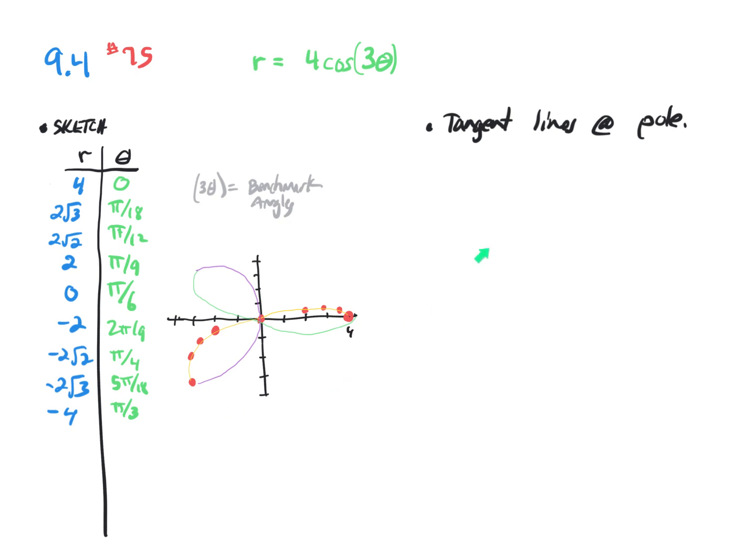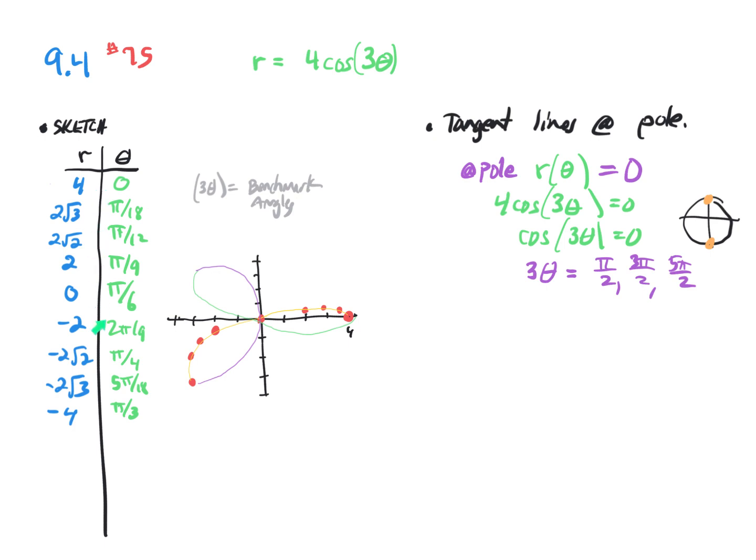All right, now let's come on over to this part. How can we find the tangent lines at the pole? The curve crosses the pole multiple times. There'll be multiple tangent lines. How do we find them? Well, at the pole, the radius must be 0. So 4 cosine of 3 theta must be 0 at the pole.